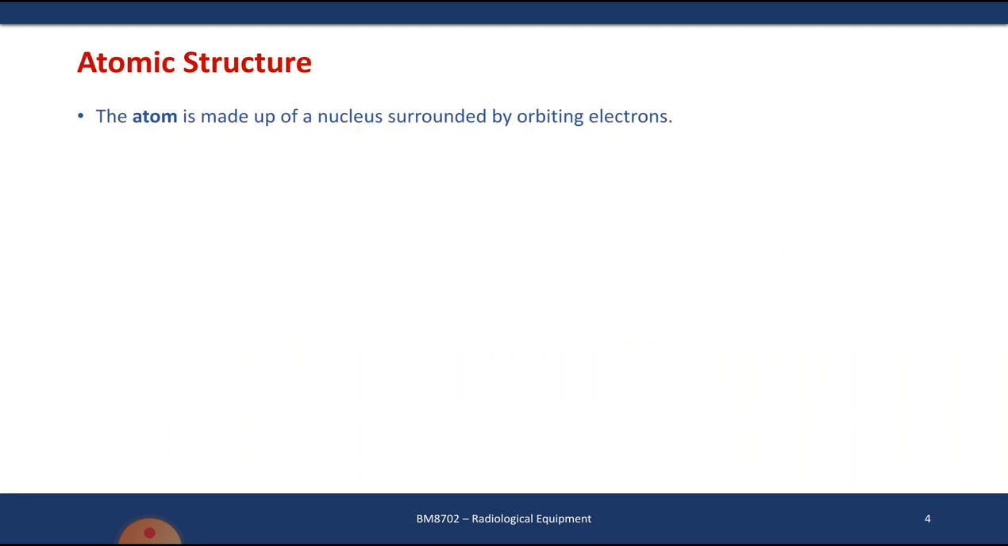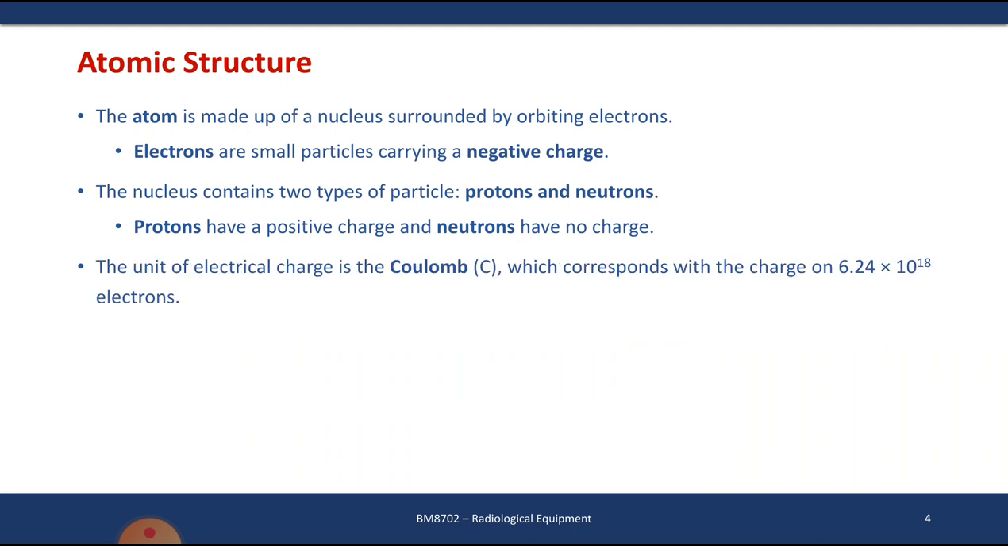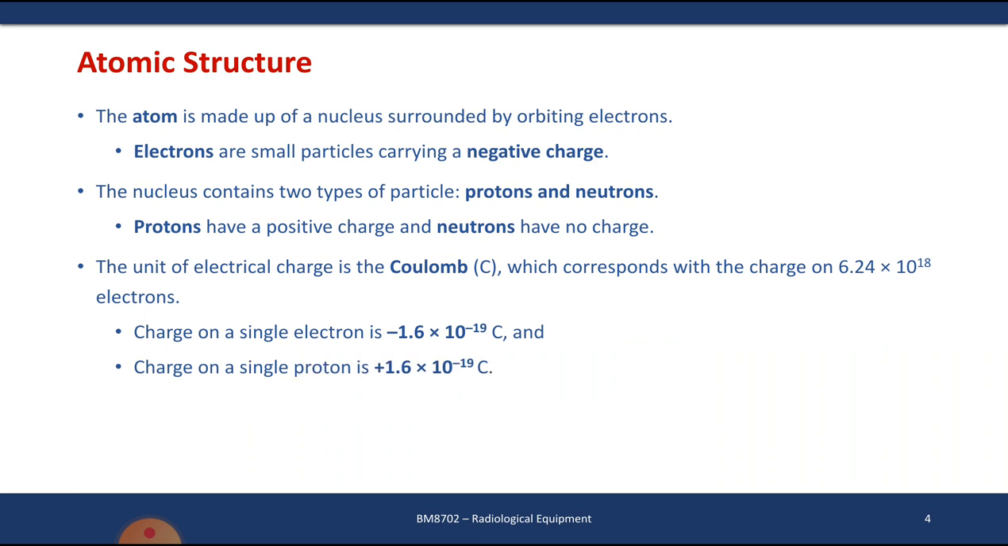This is very clear, you know about atoms, right? It has a nucleus surrounded by electrons. Electrons are negative, and the nucleus has two particles, which are protons and neutrons. Protons are positive, neutrons have no charge. The unit of electrical charge is the coulomb, which is 6.24 x 10^18 electrons. The charge of a single electron is minus 1.6 x 10^-19, and the charge of a single proton is plus 1.6 x 10^-19.